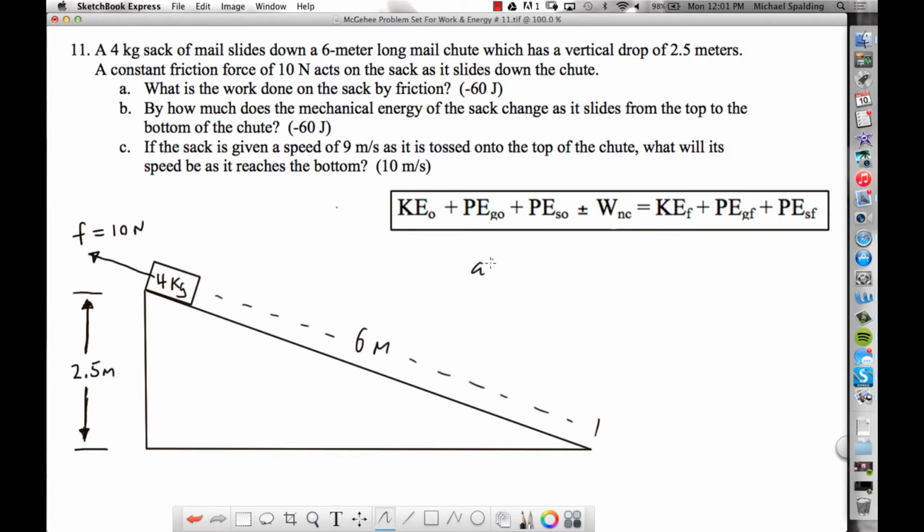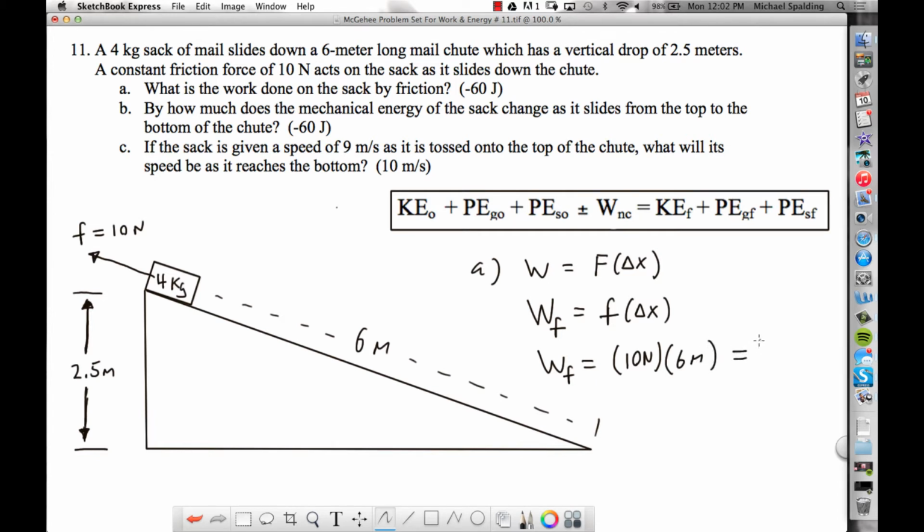Well, what's the basic equation for work? Work is force times displacement. And what has to be true when you're using the work equation? The force and the displacement must be parallel. So if we're looking for the work of friction, we're just going to take the force of friction times the displacement. And we have both. So this is pretty easy. The frictional force is 10 newtons, and then the displacement is 6 meters. So this gives us 60 newton times meter.